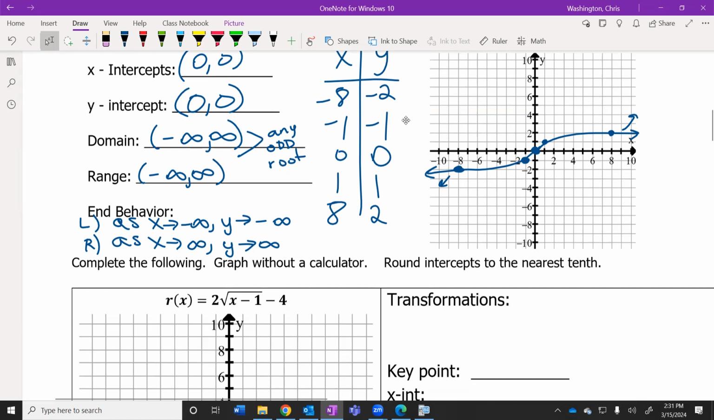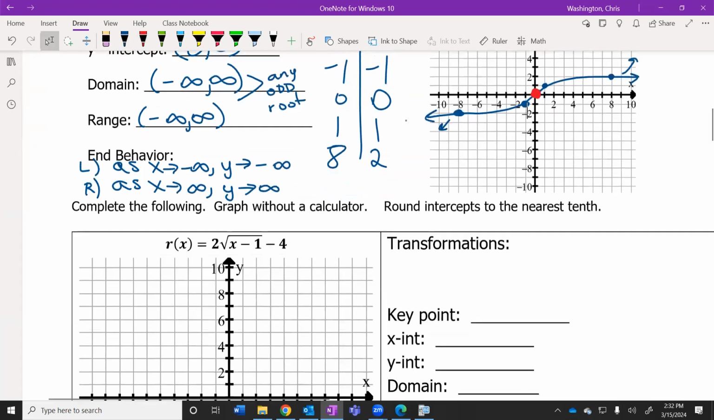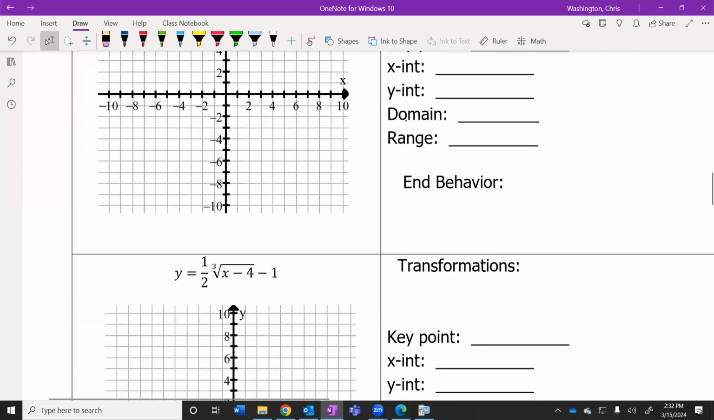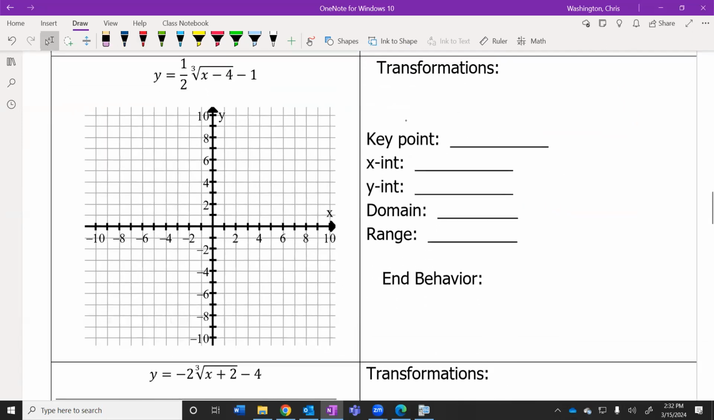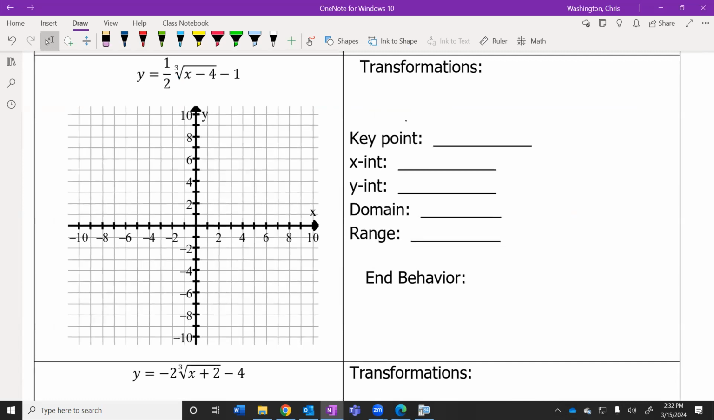What happens when we start transforming this graph? What is our key point? Our key point is that point that's not affected by the stretch, shrink, or reflection, and it's going to be this point that started at the origin. When I start moving things left, right, up, and down, that's the point we're going to move, and it's the point that's going to be on the graph no matter what the stretch, shrink, or reflection is. That point 0, 0 is the key point that we're going to follow with the horizontal and vertical shifts. All right, we did those already. We got 1/2 times the cube root of x minus 4.